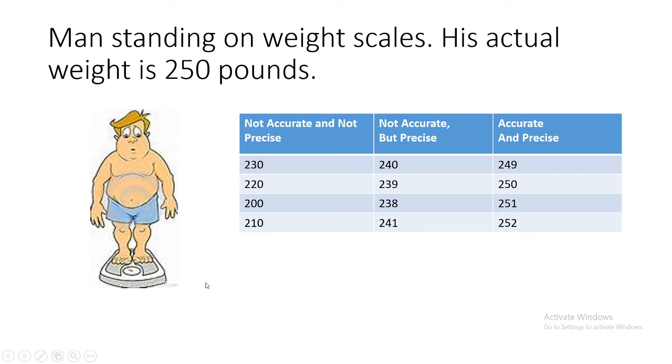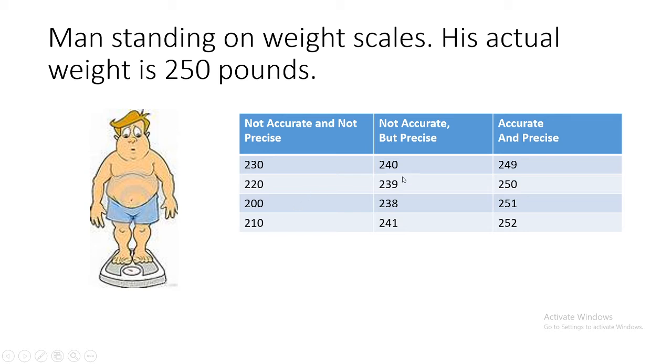Here's an example of a man. He's on the scales weighing himself. He says his actual weight is 250 pounds, right? Well, look at these weights here. None of these come close to 250 pounds. The closest one is 230, which is a 20-pound difference. So these are not accurate, nor are they precise.